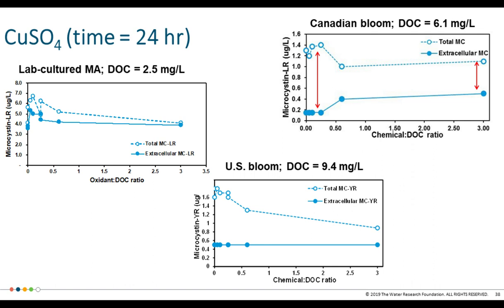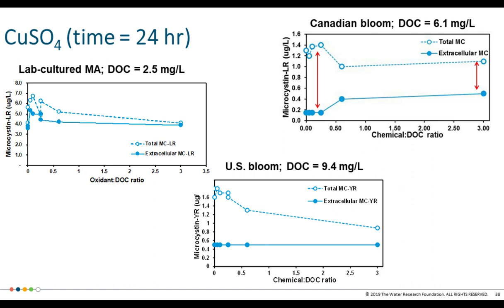Copper sulfate, so we can see here for the lab cultures, was fairly efficient. We had a release of the toxins, but again, all the toxins are released from the cells. So the cells were damaged enough to release all the toxins, but the toxins stayed as extracellular. And we can see the pattern for the Canadian bloom and the US bloom were very similar: at the specific ratios, the cells were damaged and we had a release of the toxins, but then the oxidant wasn't effective within that 24-hour contact that we had.